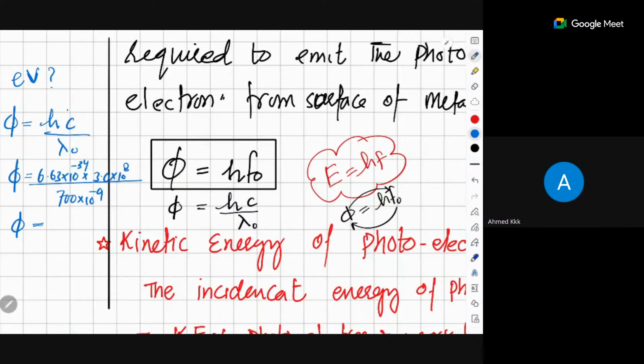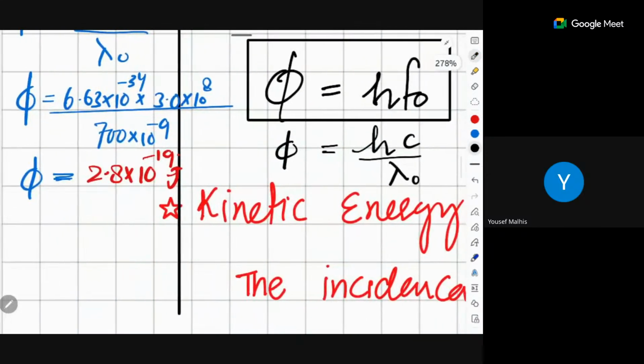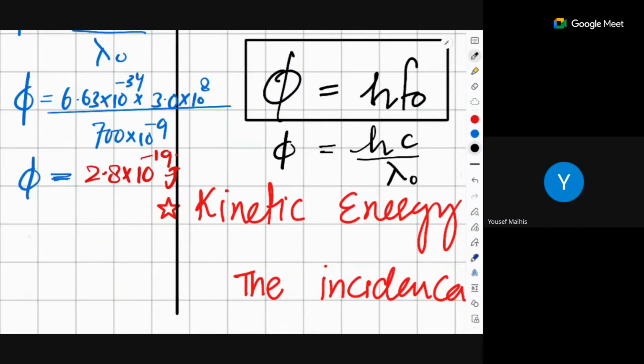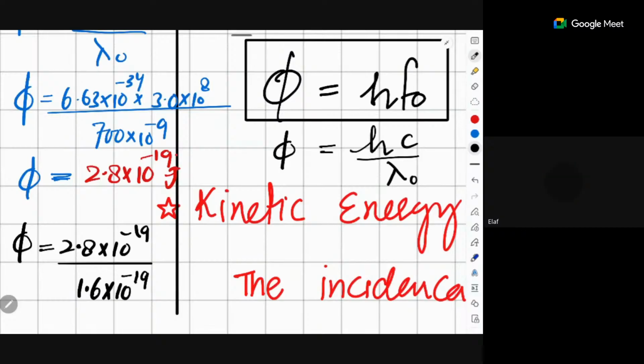Yes, is there anyone? 2.8 times 10 power minus 19. Yes, this is basically joules. So this is a very small amount of energy. That is why we divide this number, 2.8 into 10 raised to power minus 19, by 1.6 into 10 raised to power minus 19. This is to convert all of this into electron volts, eV. Remember this thing. Is this clear to everyone?